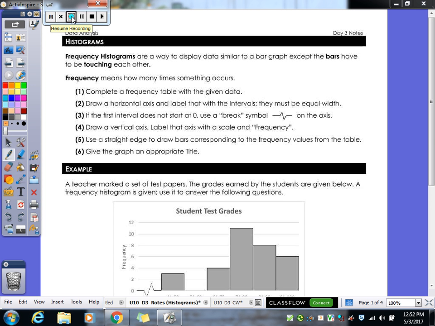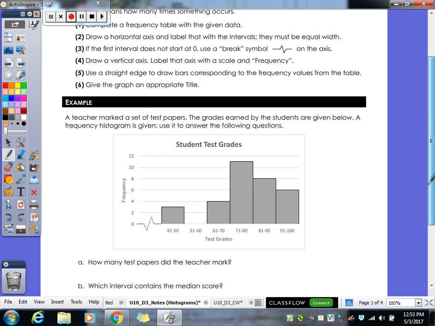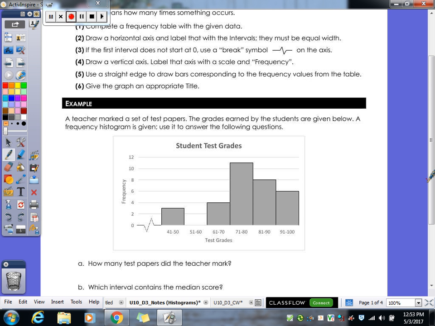Today we're talking about histograms. Frequency histograms are a way to display data similar to a bar graph, except the bars have to be touching each other, okay? So if the bars are not touching when you draw this, you'll get points off. Also, if your bars aren't drawn with a ruler, if they look hand-drawn, they will take off points, okay? So they are very picky.